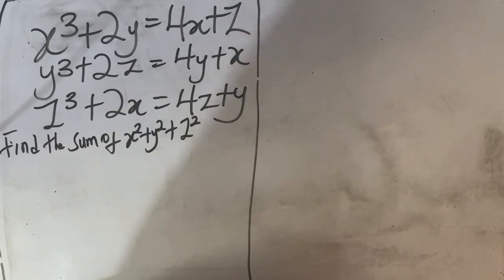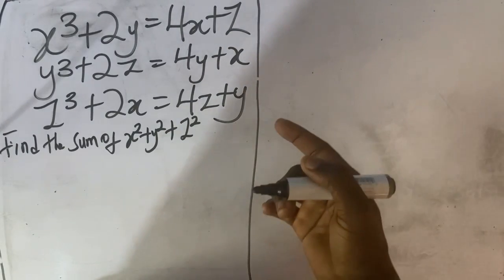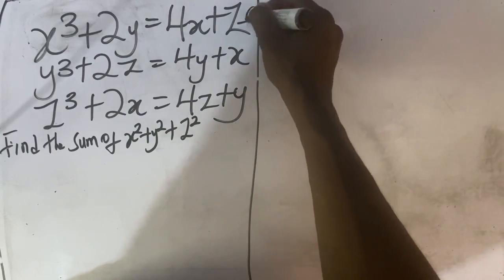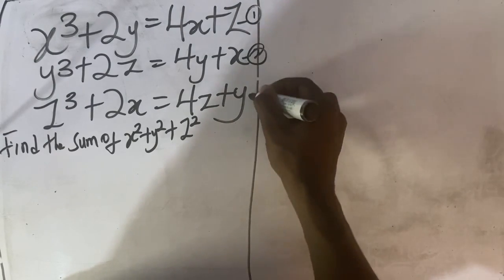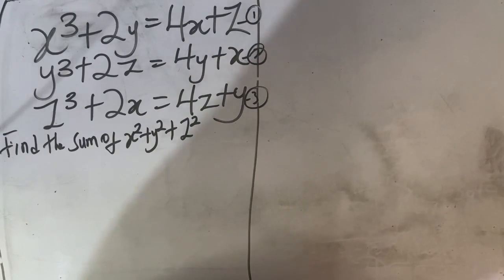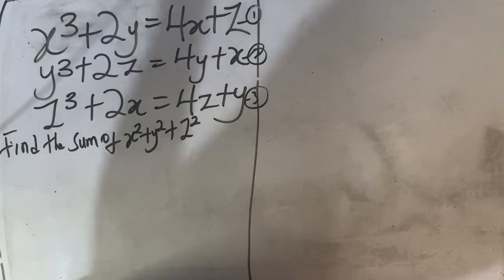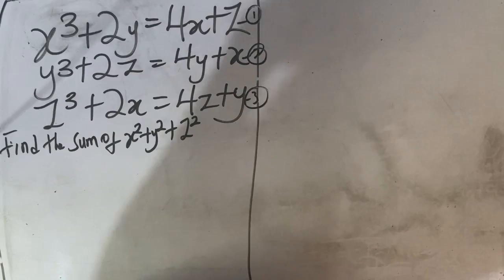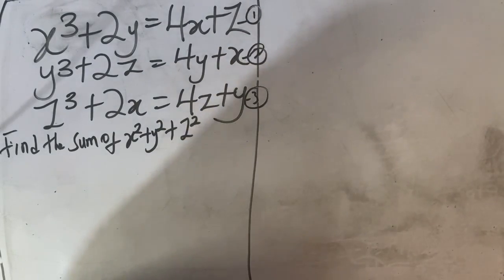We have a system of equations with three different variables, and we are to find the sum of x squared plus y squared plus z squared in this case. So let's look at how we can solve this. First of all, let me call this one equation 1, this one equation 2, and this one equation 3, right? Now we are going to use two cases to find all possible values of x squared plus y squared plus z squared.